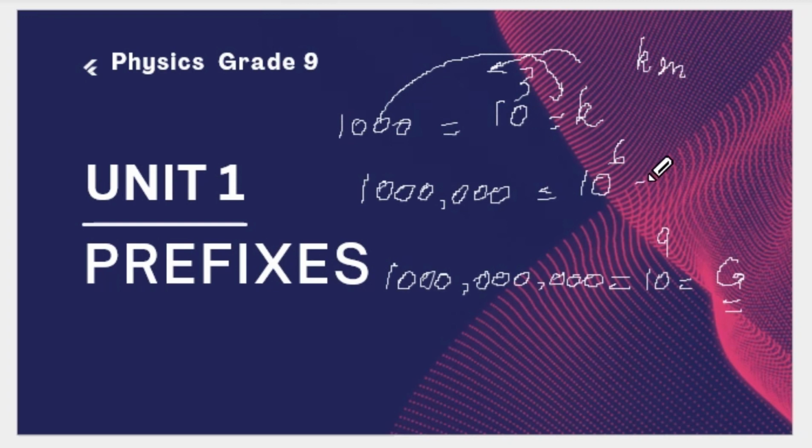Similarly, 10 to the power 6 is called mega, and we use the letter capital M to represent the mega. So whenever you see capital M written with any SI unit, then you must have a concept in your mind that this is 10 to the power 6, or there are 6 zeros with 1. So these are some examples of the prefixes for very large quantities.